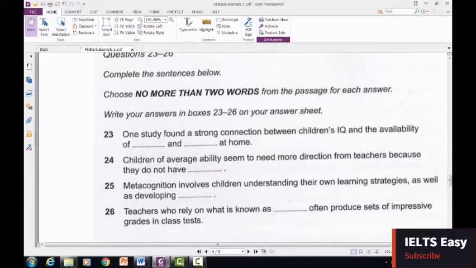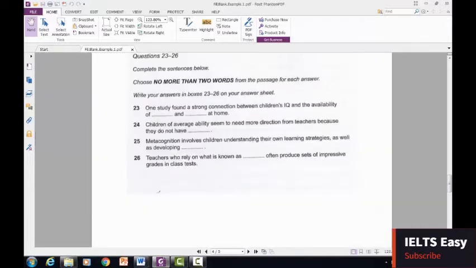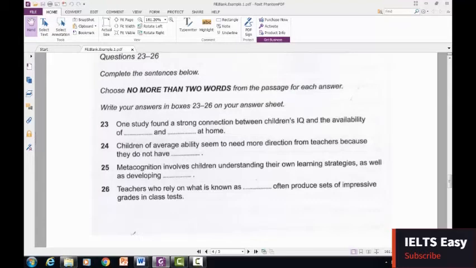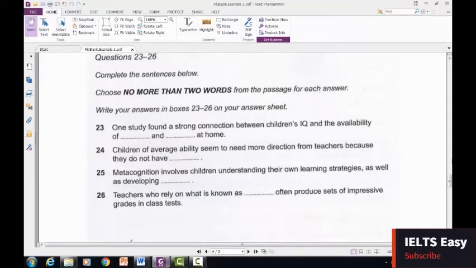So let's first try to find number 23 and look for a sentence that has the keywords of children's IQ and home and discussing a connection. So let's look for that first and see if we can find that. I want to make it big enough for you guys to be able to see well.